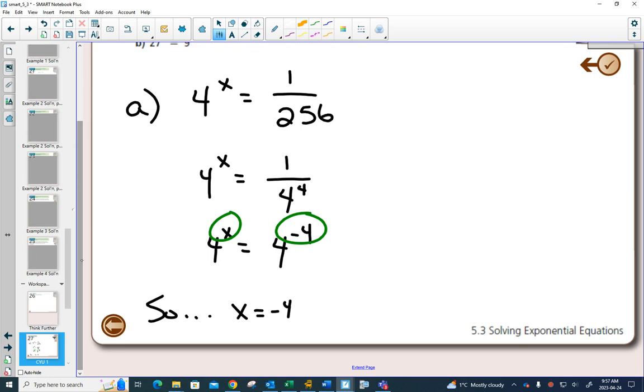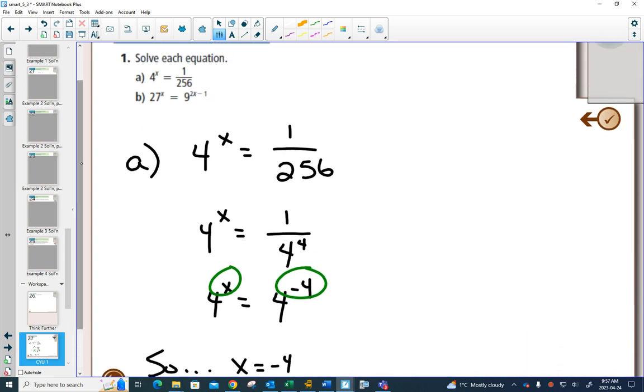Because right now, you have no technique for getting that x out of the exponent. We're going to learn a technique this year. We're going to learn how to use logarithms. But at this moment, all we can do is go, those things have to be the same. The only way it makes sense that 4 to something equals 4 to something else is if those two somethings were the same. And so we had to use our exponent laws to switch things around to change 256 to 4 to the negative 4.